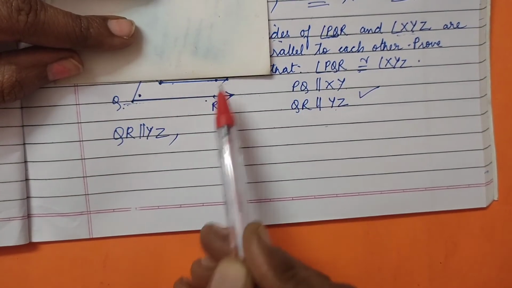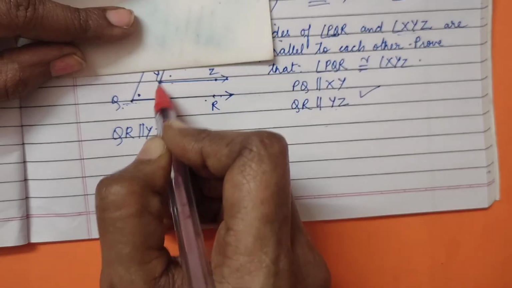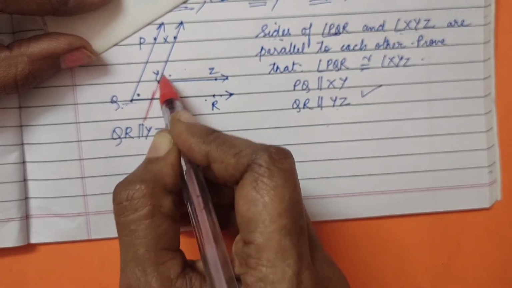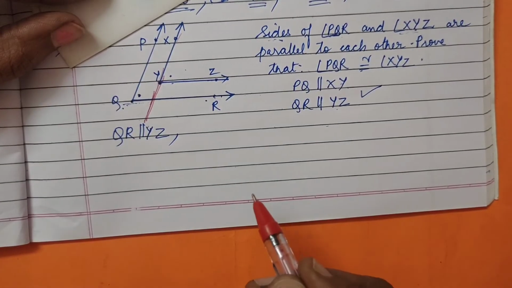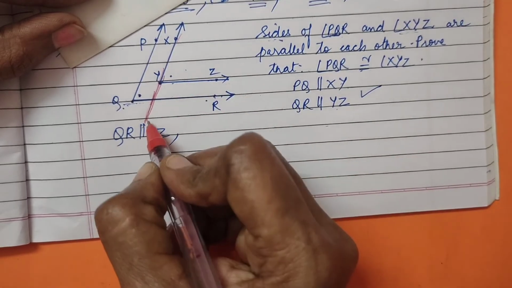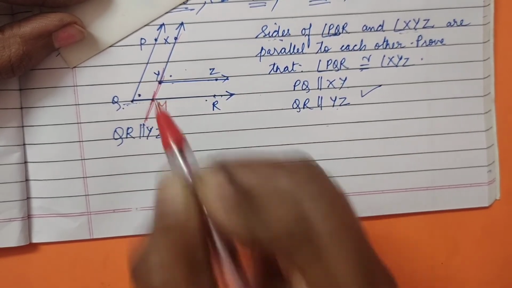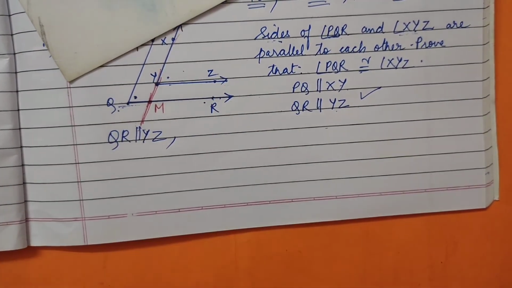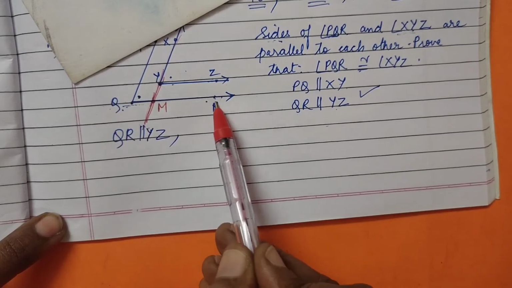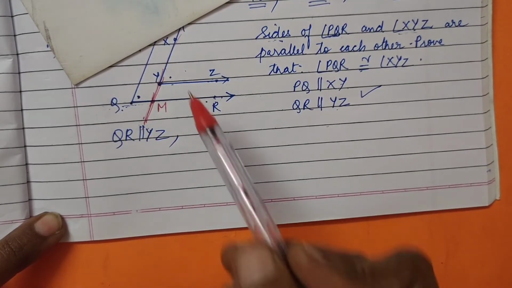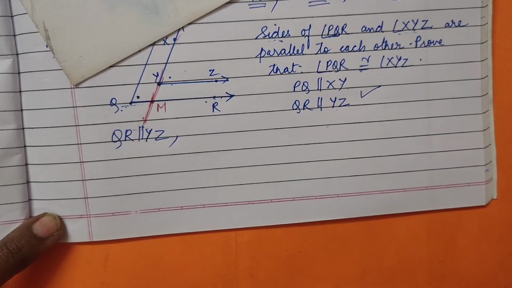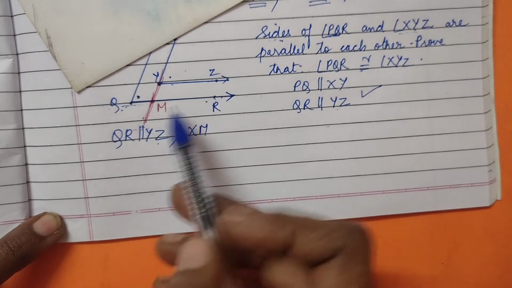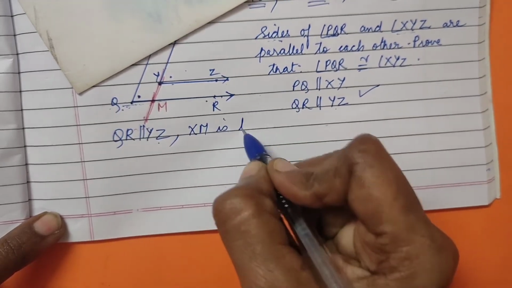We draw one line joining these two parallel lines. One line has already come, and we are extending it. What is this for us? A transversal. This line is our transversal; you can name it M here. Understood why we have drawn it? Because we need a transversal line here to proceed. So YZ is parallel to QR and XM is a transversal. I have written QR is parallel to YZ and XM is the transversal.